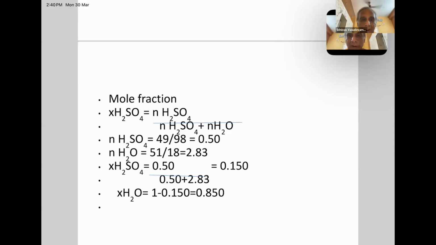So mole fraction of sulfuric acid is number of moles of sulfuric acid divided by total number of moles. 0.50 by 3.33, 0.150. Mole fraction of water is 1 minus mole fraction of sulfuric acid. 1 minus 0.150, 0.850.